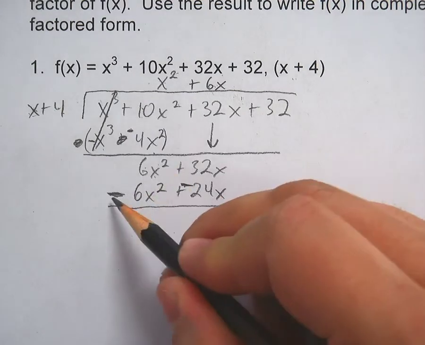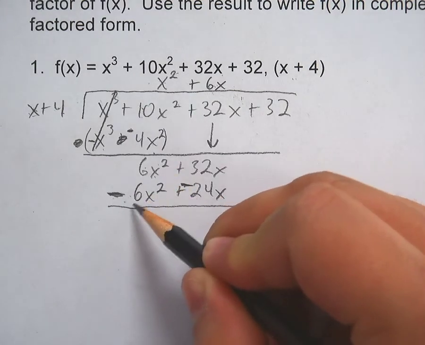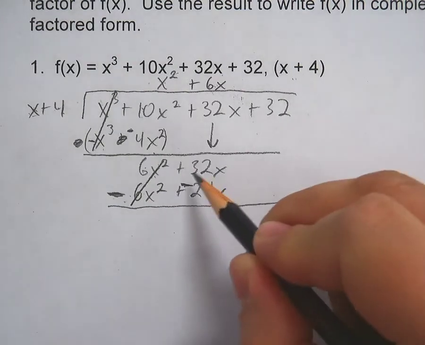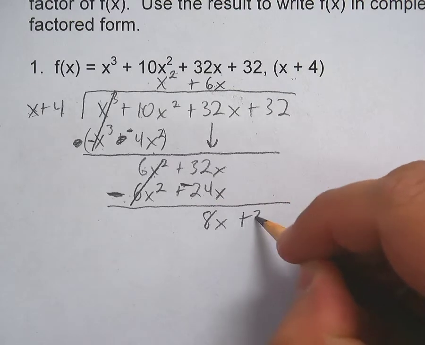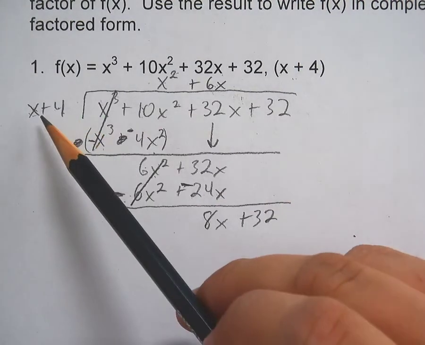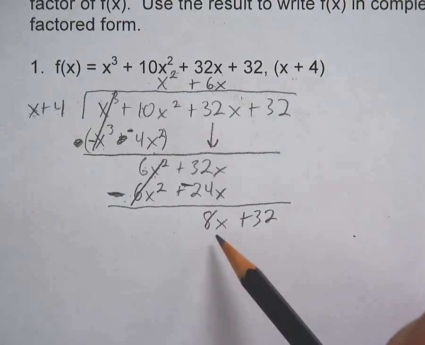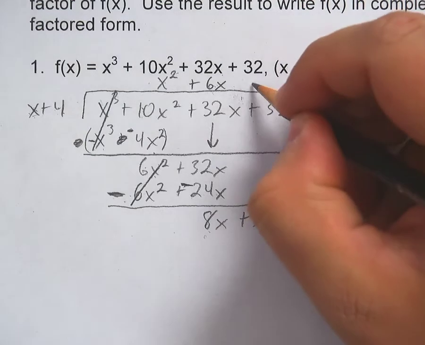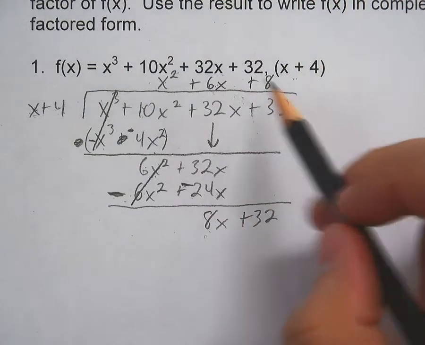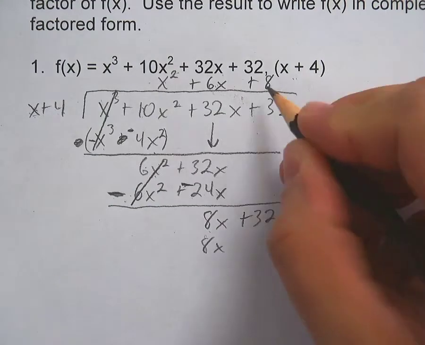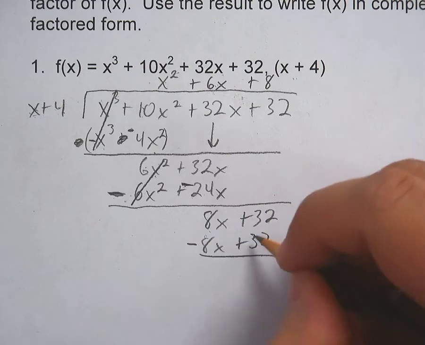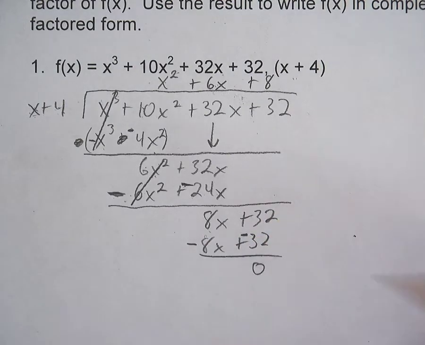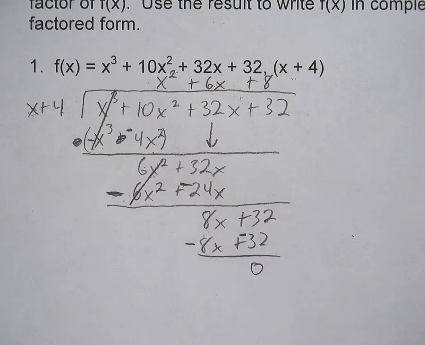So 6x squared and negative 6x squared. Again, if you did this right, at this step, these should cancel. 32x minus 24x, well, that's 8x plus 32. Then you've got x plus 4. So x will go into 8x. What's it missing? Well, it's missing the 8. Plus 8. 8 times x is 8x. 8 times 4 is 32. Change your signs on both of them. All right, and that gives you a remainder of 0.